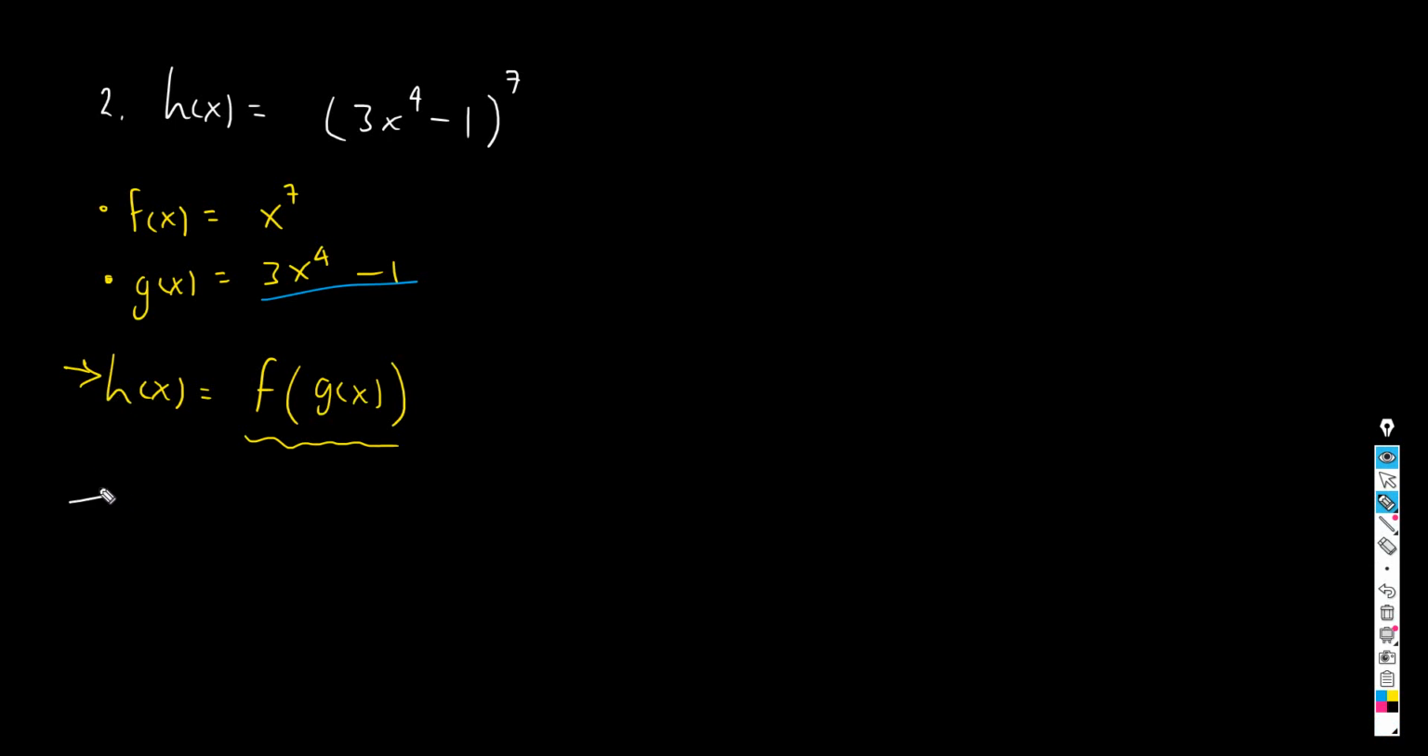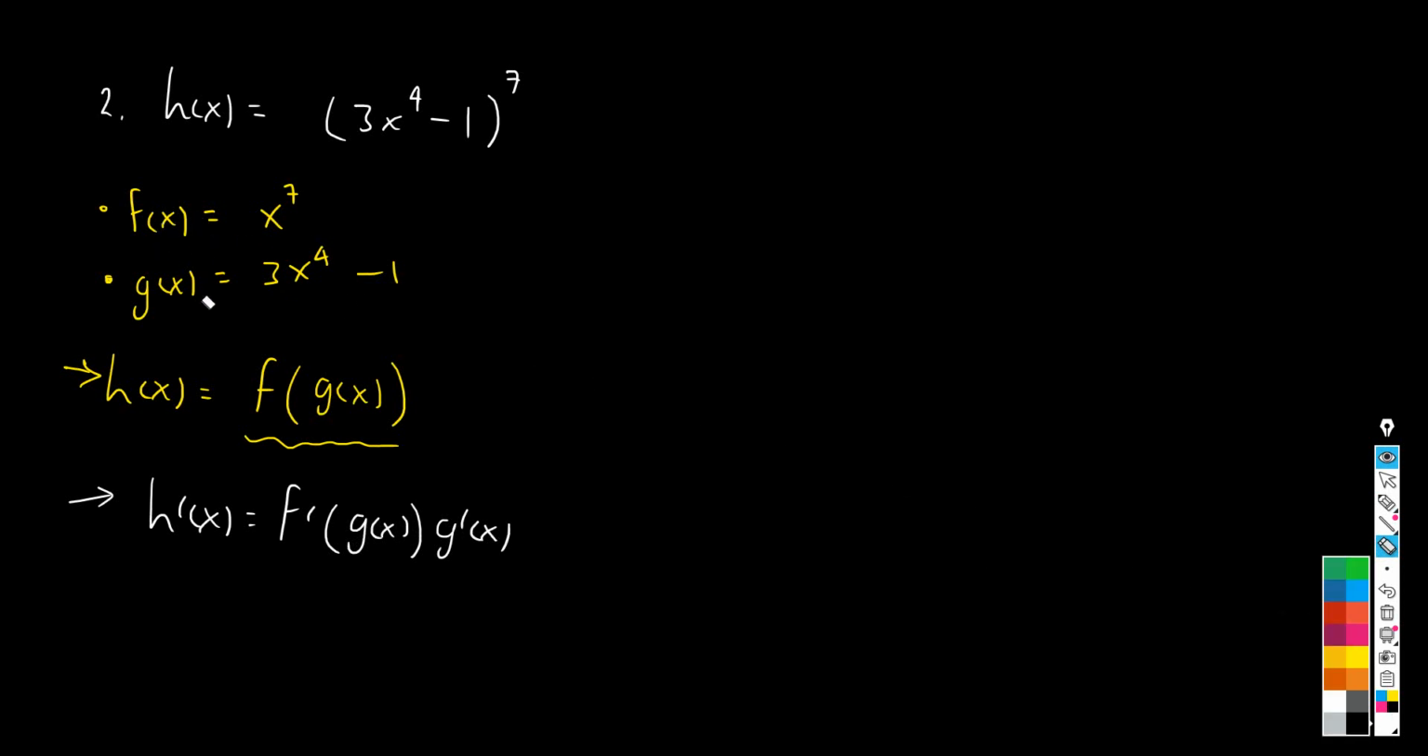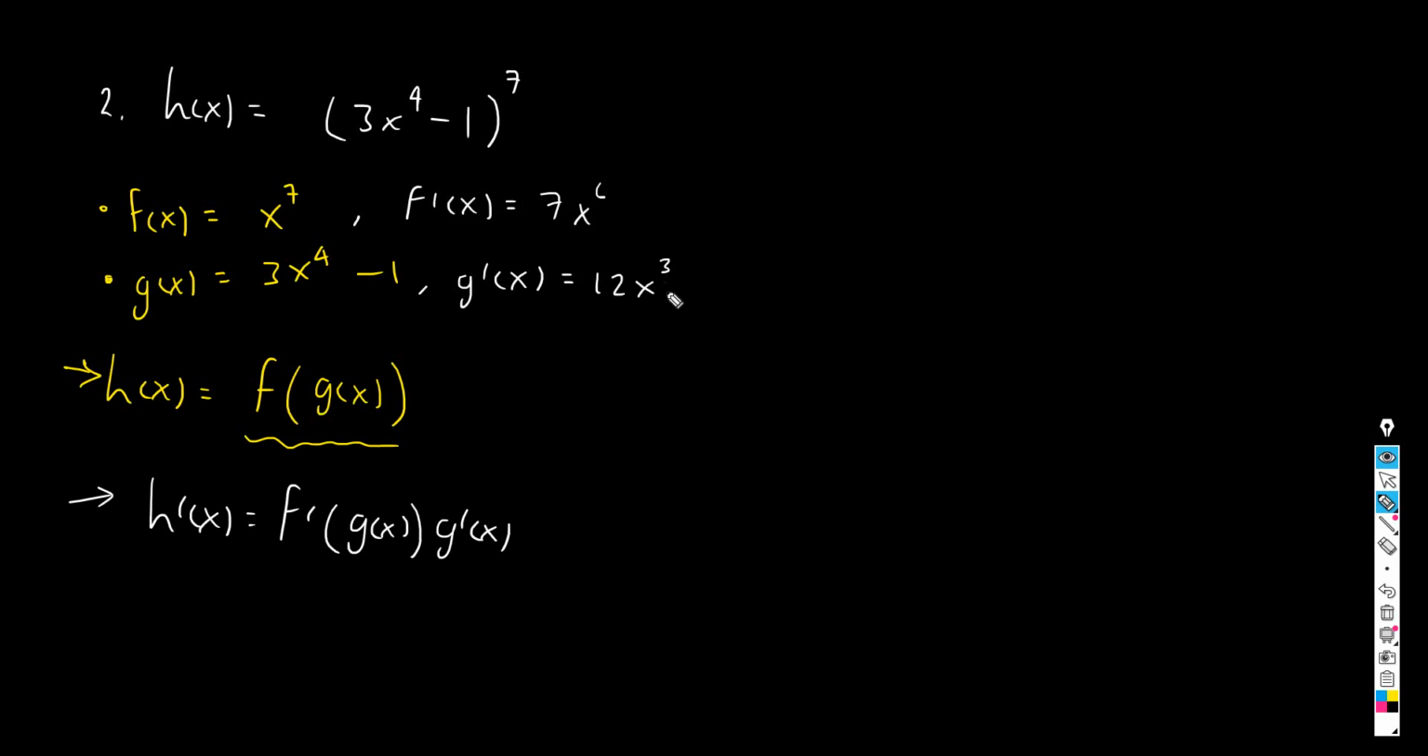So that means that h prime of x is going to be equal to f prime evaluated in g of x times g prime of x. So let's calculate the derivatives of f and g. We have f here, we have g here, and let's calculate the derivatives first. So f prime of x is going to be equal to 7x to the 6, and g prime of x is going to be equal to 12x to the cube.